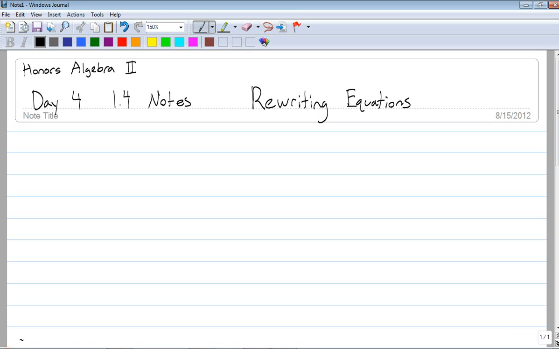Before we start, this is day 4, section 1.4 notes. It's basically rewriting equations. So it's solving for a variable, instead of a number, when we have a bunch of variables in there. So just practicing our manipulation of algebra.